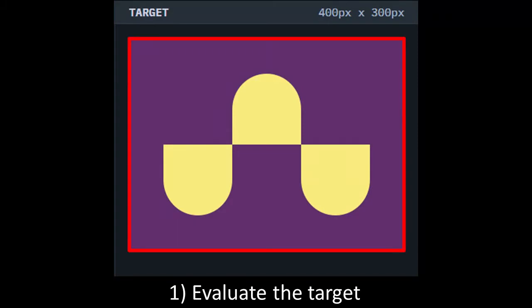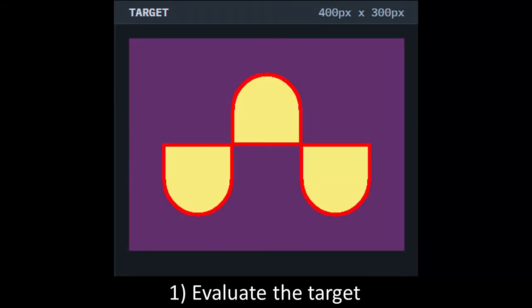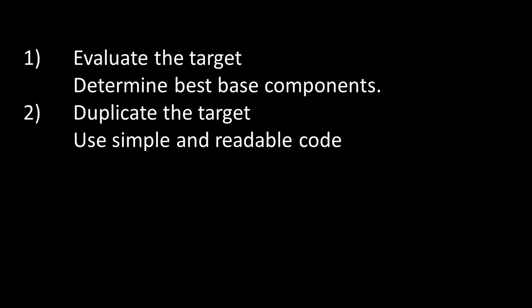It consists of 2 parts. The first is the purple background. And secondly, in front of the background are 3 squares with rounded ends, though they do have different positions and orientations. After the first step is the second, duplicating the target.